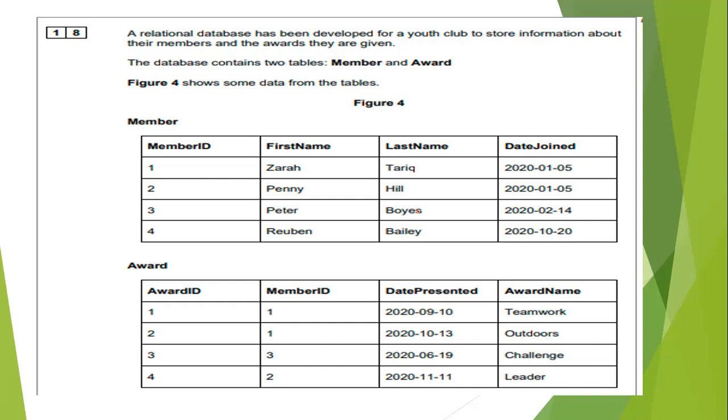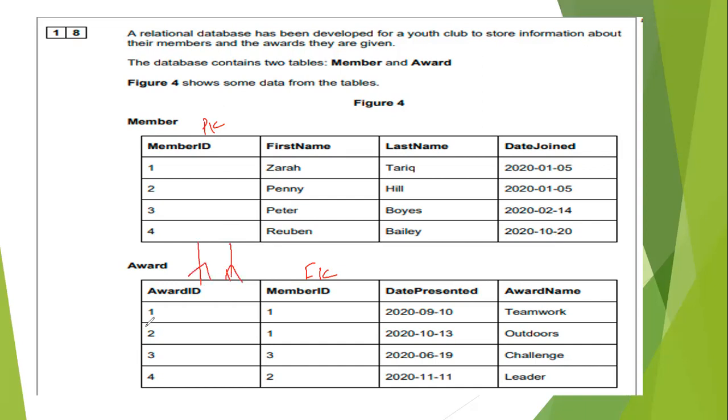Member ID. Yeah, member ID is the primary key. I told you earlier, okay? Do you remember? When I started this question, I told you this is the primary key and this is the foreign key. But the primary key is transferring here, okay? So it makes a one to many relationship.